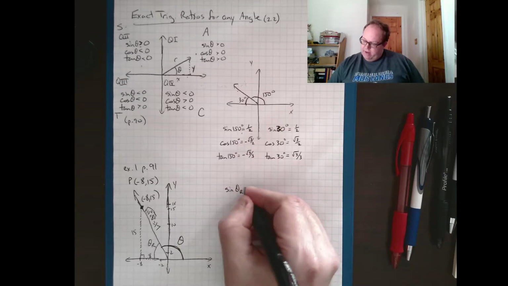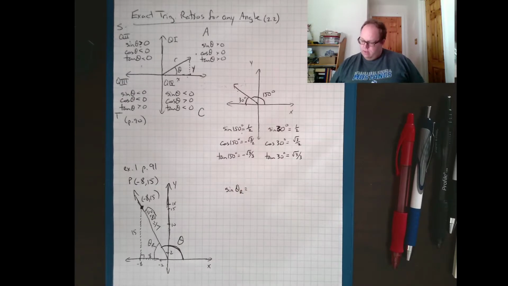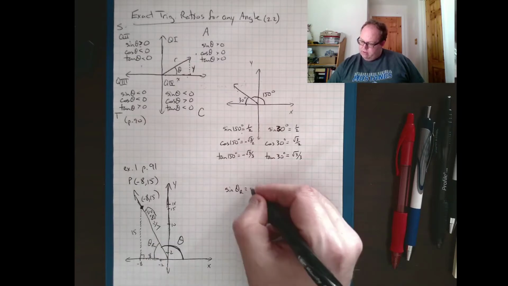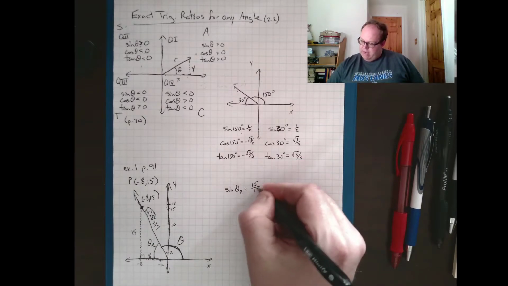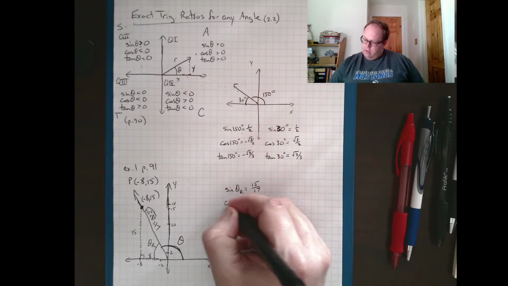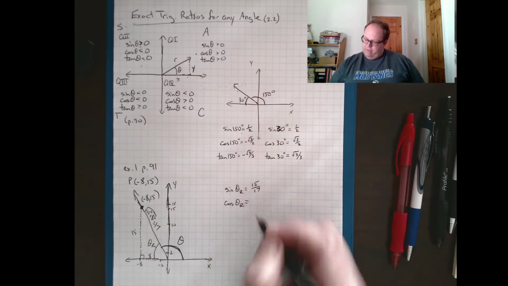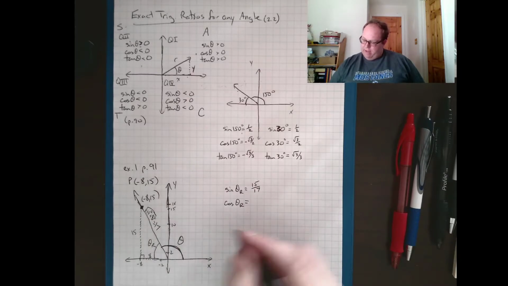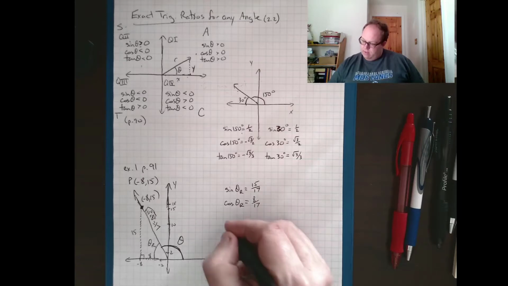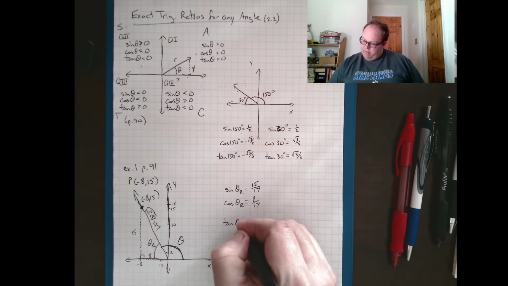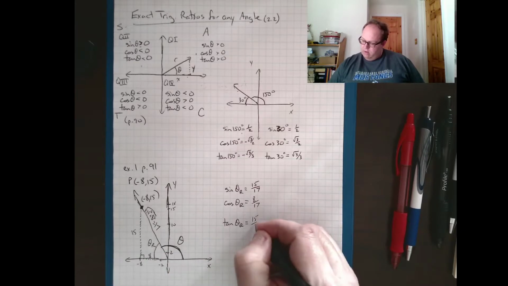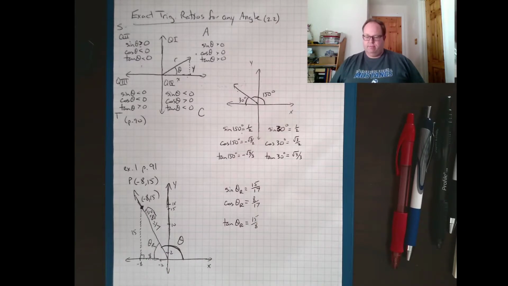The sine of my reference angle. Sine is opposite over hypotenuse, so the sine of my reference angle is 15 over 17. The cosine of my reference angle is adjacent over hypotenuse, or 8 over 17, and the tangent of my reference angle is the opposite over the adjacent, or 15 over 8.